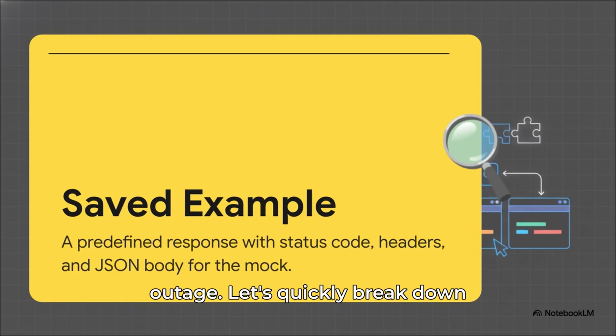outage. Let's quickly break down what we're actually doing in the Postman editor here. A saved example is literally exactly what it sounds like, a predefined response. You just type out the JSON payload you want the front end to receive. You manually set that status dropdown to 200, 404, or 500, and you just type out the fake JSON body, something simple like status failure. Basically, you're explicitly defining the exact data the mock server is going to hand back when it gets called.